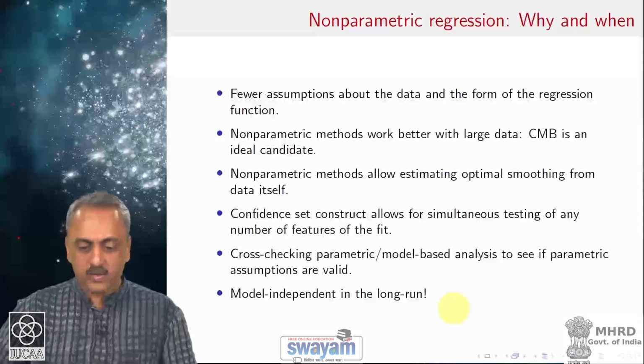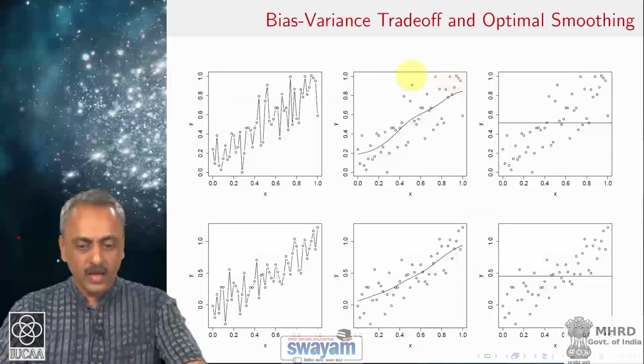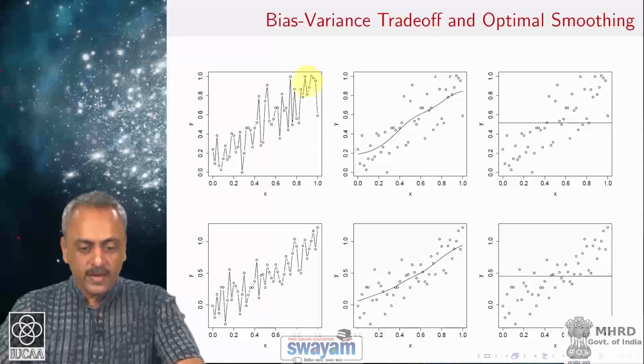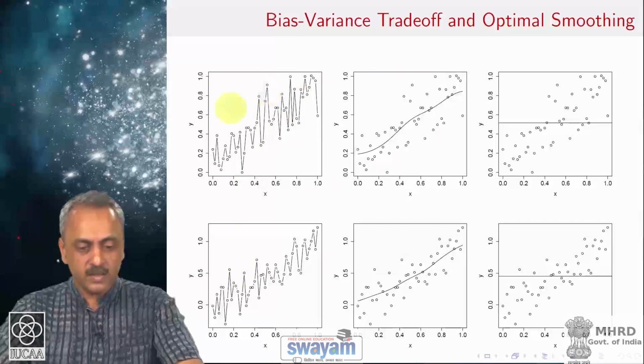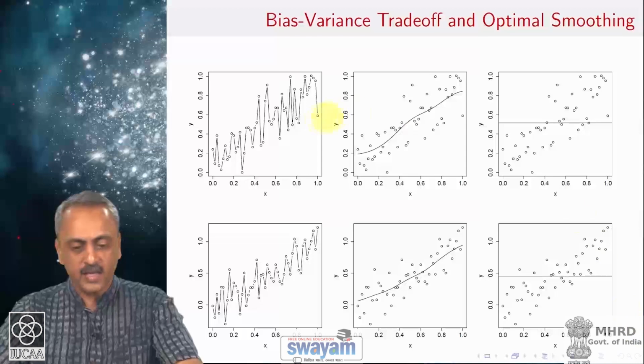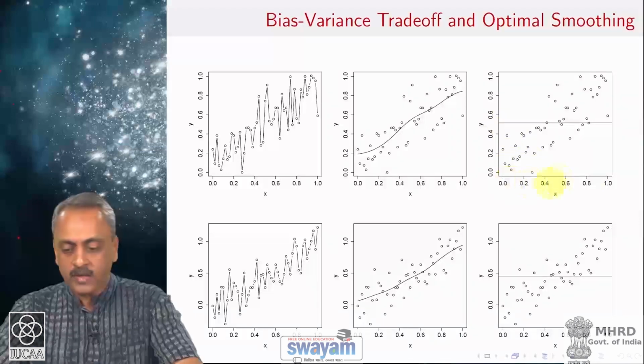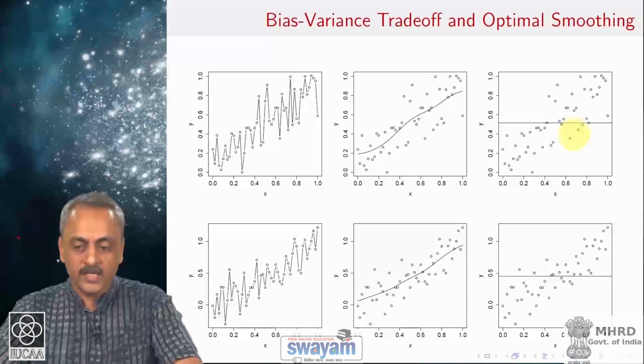Let us talk about this notion of optimal smoothing. This is again related to the bias-variance trade-off that I had mentioned earlier in one of the sessions. Here are two data realizations. The rows correspond to two data realizations, and the columns correspond to three different levels of smoothing. If you are at the rightmost end, the prescription is that no matter which value of x, you simply take the average of all the y values and take that as your estimate for the regression function.